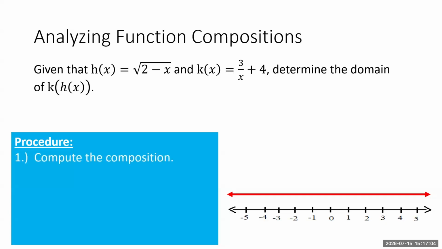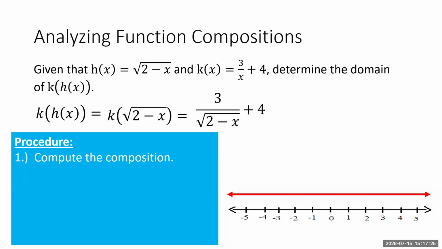Our procedure. First, we will compute the composition. So first we will compute k of h of x. Thus, everywhere we see an x in our function k, we will put the expression square root of 2 minus x in its stead. So what we are computing is k of the square root of 2 minus x. Thus, we have the function 3 divided by the square root of 2 minus x, plus 4.